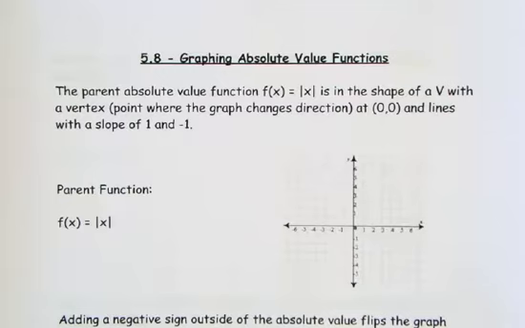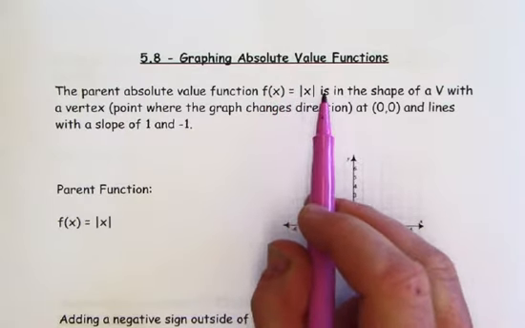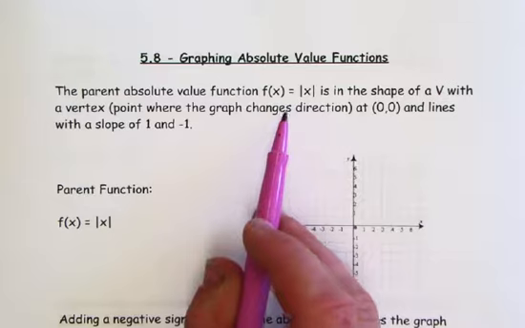So we're going to learn about how to graph absolute value functions and how modifying them can shift them around a graph. Okay? So we already actually had the parent absolute value function back in chapter 4. Okay? And so we know what the graph of f of x equals absolute value of x is. Okay? This is the parent function, f of x equals absolute value of x. It's in the shape of a V with a vertex. The vertex is the point where the graph changes direction.